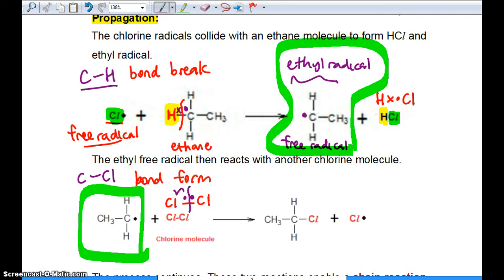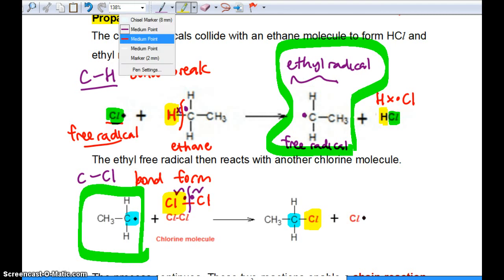One electron of the Cl-Cl bond goes to this left-hand side chlorine, the other one goes to the other chlorine. So this yellow chlorine will then combine with this blue carbon. The two unpaired electrons will pair up together. The Cl dot and the carbon dot join up to form a bond. We normally don't represent the dots here. It's not necessary to show this, so you just have to show this.